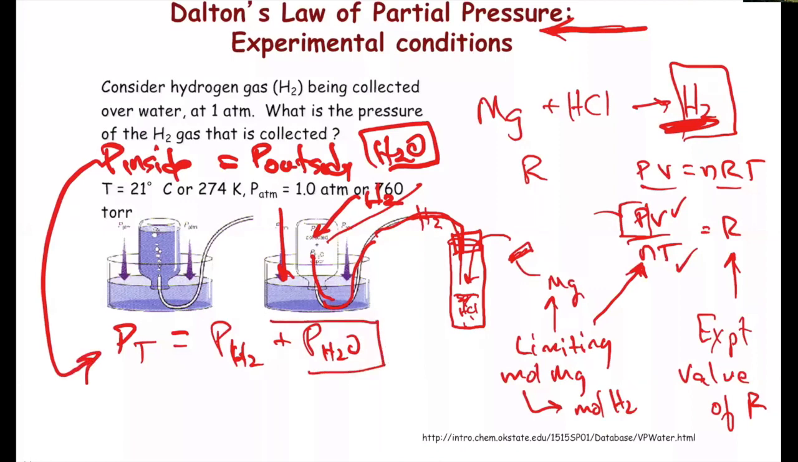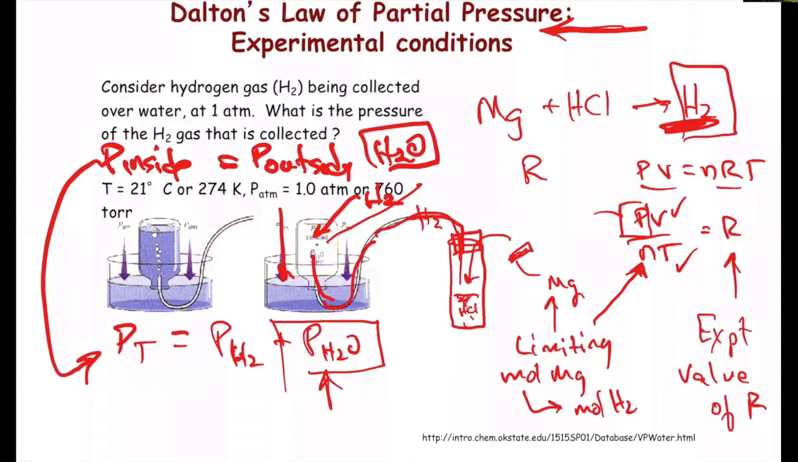Then we use a table. Depending on the temperature, water has a certain vapor pressure. If the temperature was 373 Kelvin or 100 degrees Celsius, then that vapor pressure of water would be 1 atmosphere. Essentially, you're boiling water. But the temperature is not 100 degrees Celsius. The temperature is not 373 Kelvin. It's going to be the temperature that you record when you do this experiment.